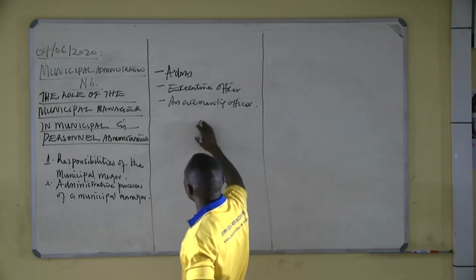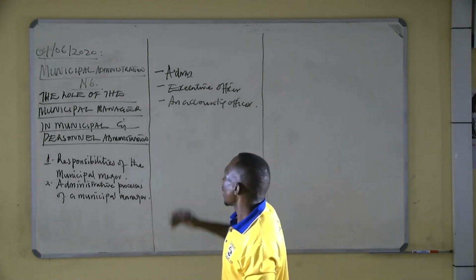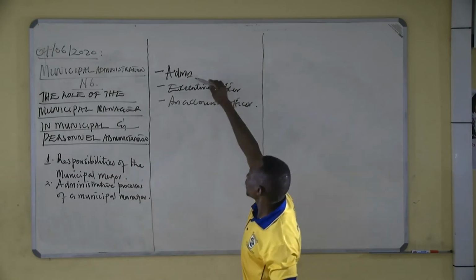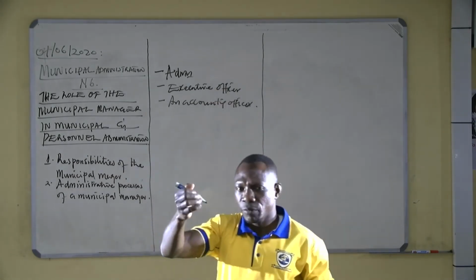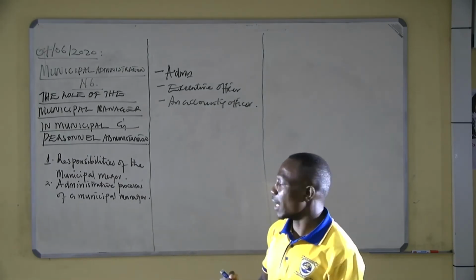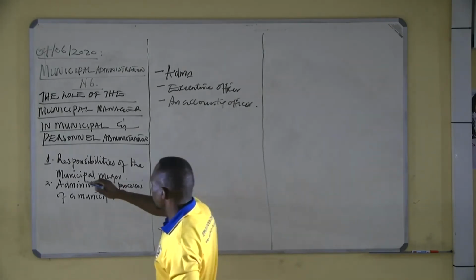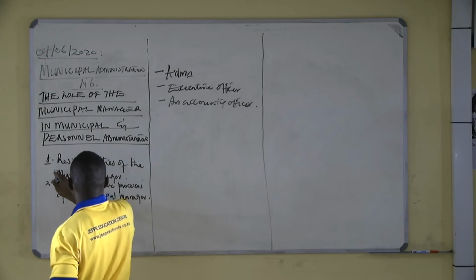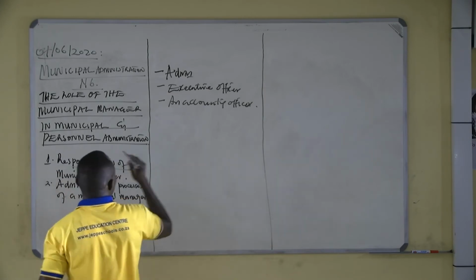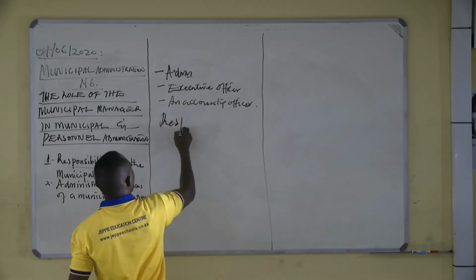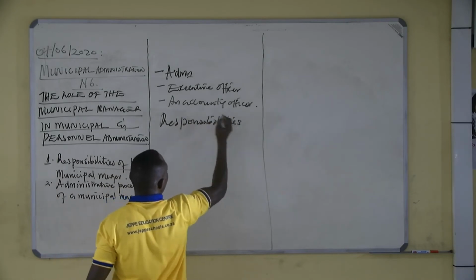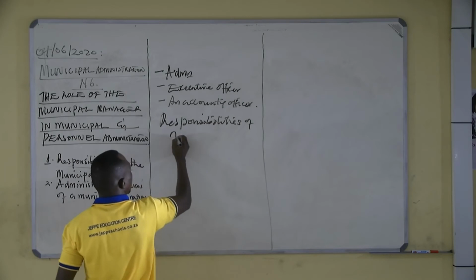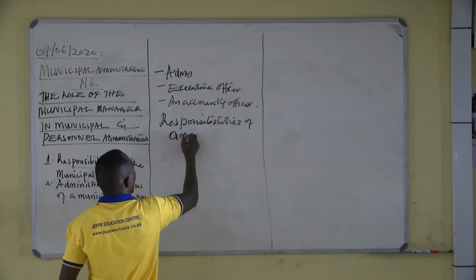So away from this, we need to look at a municipal manager being an administrative, executive, and accounting officer. There are several other duties and responsibilities that a municipal manager should play. So let us look at the responsibilities of a municipal manager.